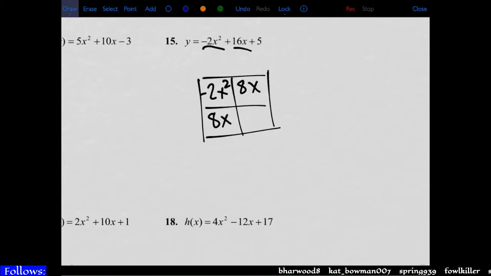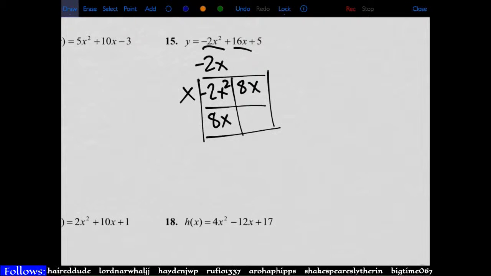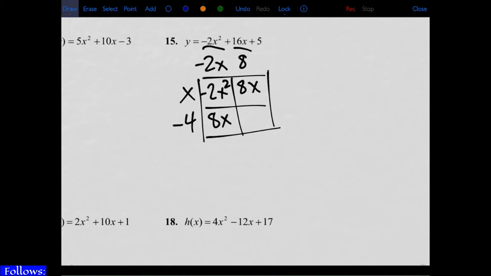Now, if you follow this trick on every problem, you're going to be all right. Whenever you get to this point, pull out an x to the left. Okay, and then everything's just going to go so smooth. Once we have that x to the left, we can fill in the rest. This has got to be negative 2x. This has got to be 8. And this has to be negative 4. And then we say 8 times negative 4 is going to make up this corner right here. 8 times negative 4, 32. Negative 32.